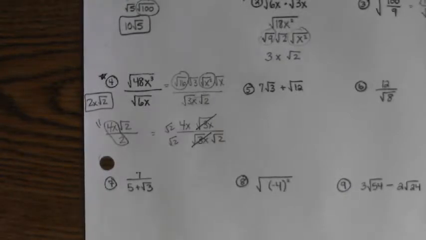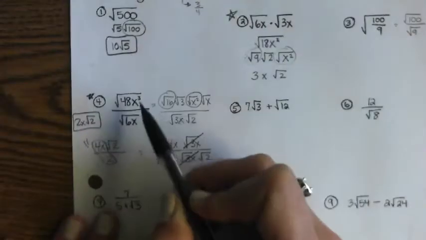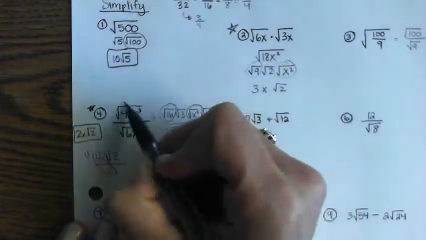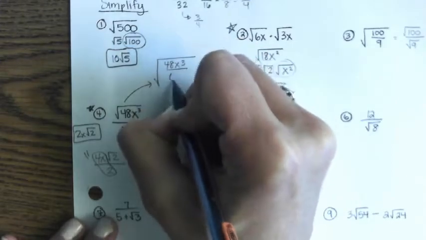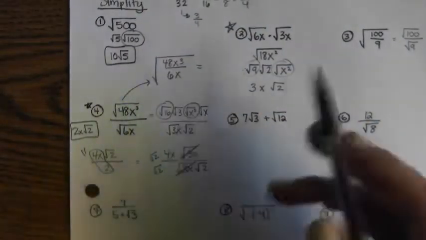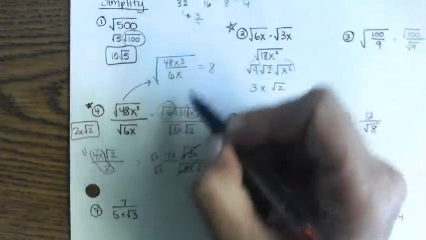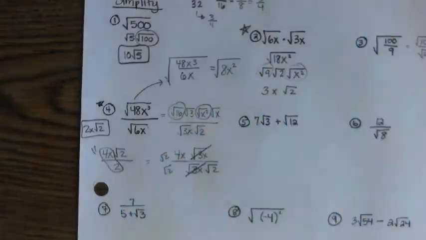Now, how could I have done this much faster? Right. So just like up here, we separated it into 2. This one started separated into 2, but we could have condensed it into one fraction first, simplified that one fraction right out of the gate. So 48 divided by 6 is 8. X cubed divided by x is x squared. And then just simplify that.